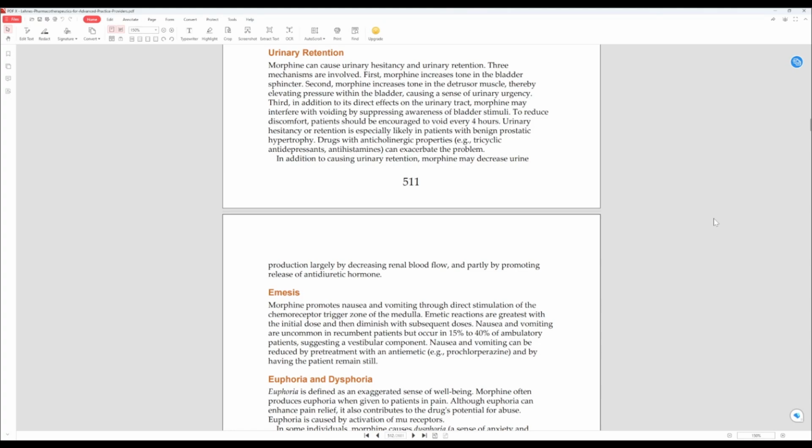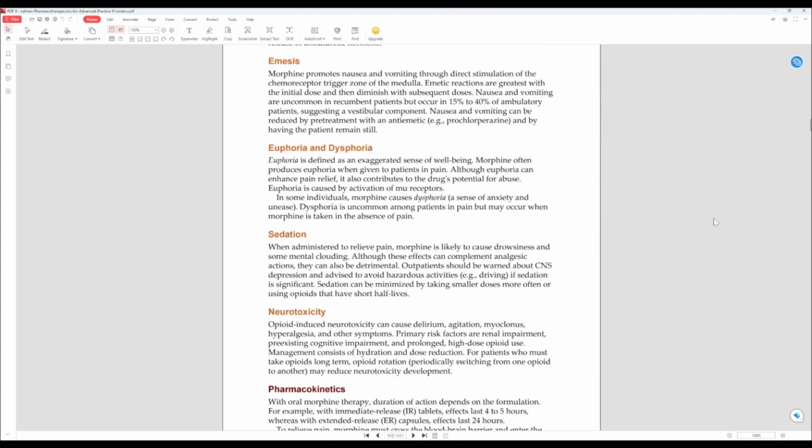Urinary hesitancy or retention is especially likely in patients who have benign prostatic hypertrophy. Drugs with anticholinergic properties, such as tricyclic antidepressants and antihistamines, can exacerbate this issue. In addition to causing urinary retention, morphine may decrease urine production largely by decreasing renal blood flow, and partly by promoting the release of antidiuretic hormone.